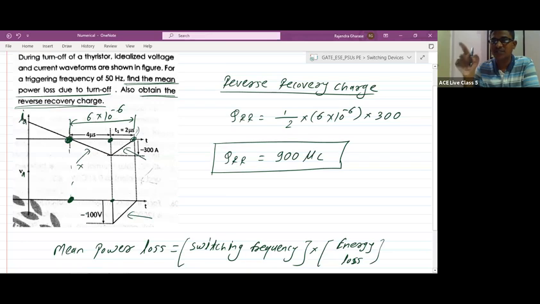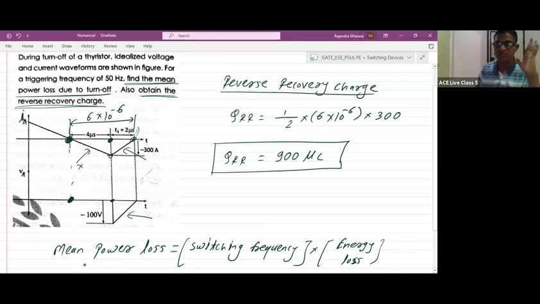Okay, but that 1/6 into V into I is applicable only when one is decreasing and the second one is increasing. Means either voltage is decreasing and current is increasing, or current is decreasing and voltage is increasing. If we have this type of shape, then and only then we can write 1/6 into V into I into the time. But in this case, you can check here, current goes from -300 to 0. Means current is decreasing and voltage is also decreasing, na? So we can't use here the expression whatever we have already derived.